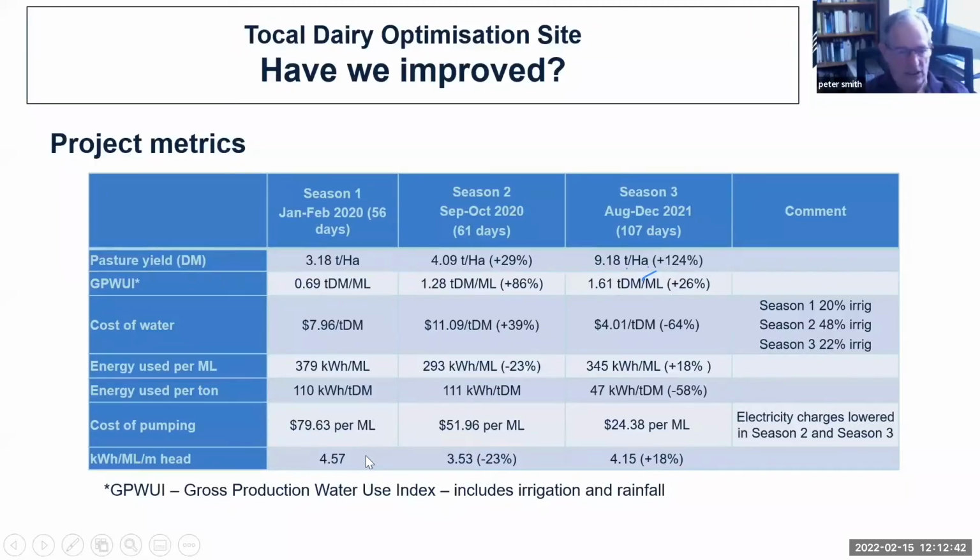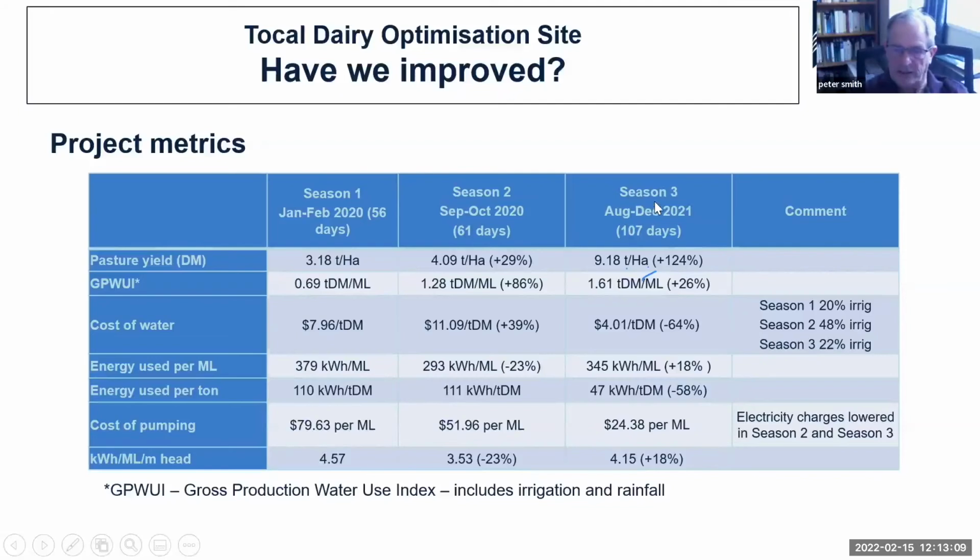This last figure is a little bit obscure, kilowatt hours per megalitre per metre head. And the reason you want to use that, all these ones here are good for checking between seasons of the one system, the one field or paddock that you're using. This one here allows you to check between fields or even between farms. So it gives a benchmark indicator that can be compared with your neighbour or with others.